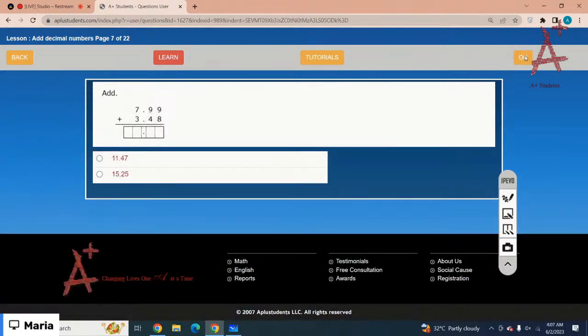Okay, the next one is you have to add. So start adding from the rightmost digit. So it would be 9 plus 8 is 17. Write 7 here and carry 1. So it would be 9 plus 1 is 10 and 4, 14. Write 4 over here and carry 1. So it would be 7 and 3, 10 and 1, 11. So it would be 11.47. Got it? The correct option is 11.47.